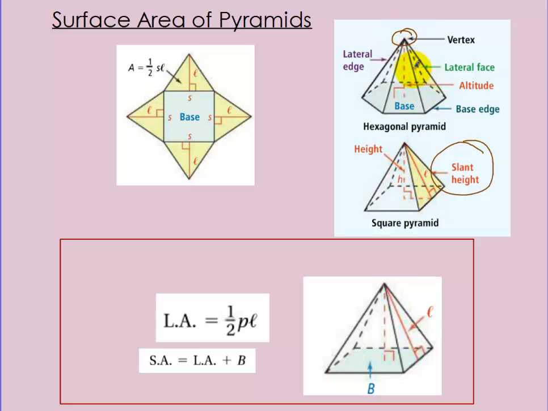So for example, that's the vertex. Your height is different than the slant height. Usually height will be labeled H, and slant height might be labeled L. Understand what the base of the pyramid is, and I think the vocab words you've seen before.